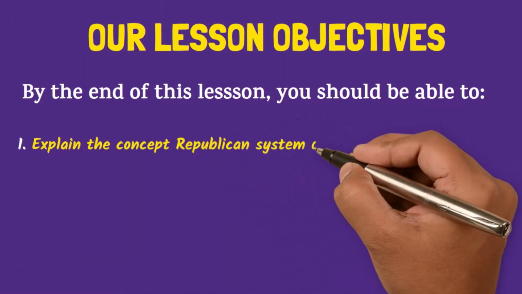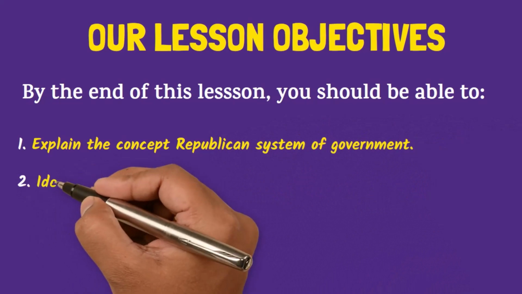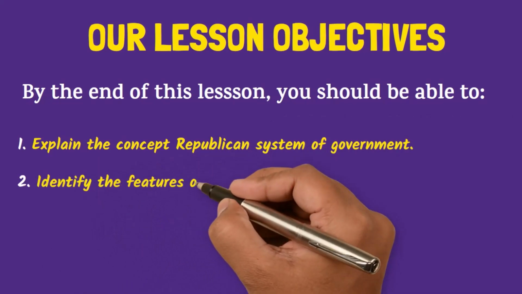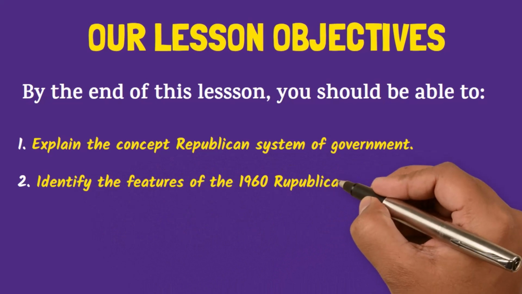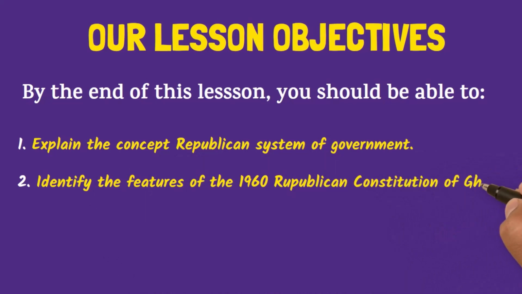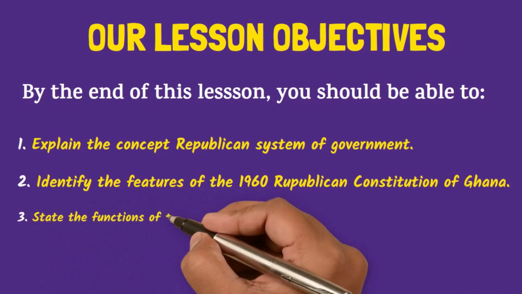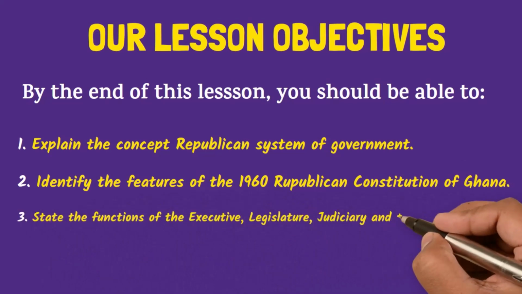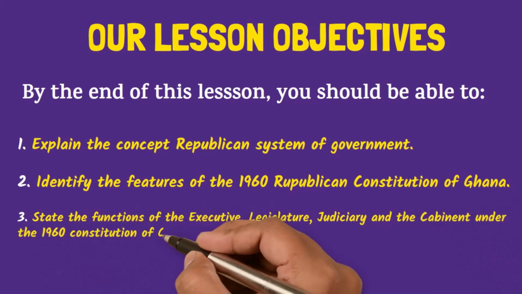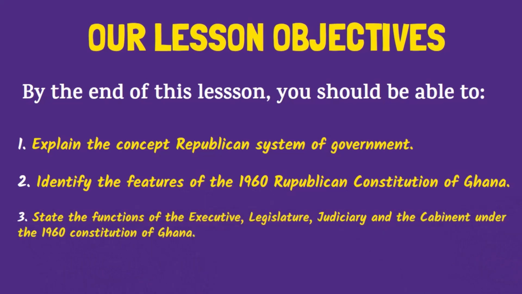By the end of this lesson, you should be able to explain the term Republican system of government. So what do we mean by a Republican system of government? Also, you should be able to identify the features of the 1960 Republican Constitution, and also state the functions of the president, which is the executive, the legislature, as well as the judiciary under the 1960 Republican Constitution. So let's begin with our discussion.